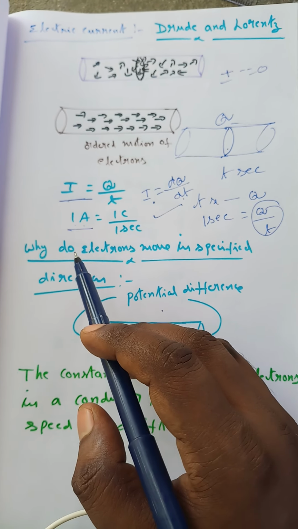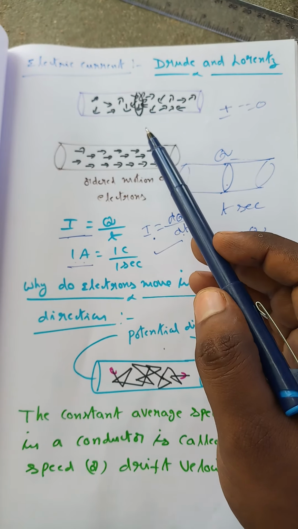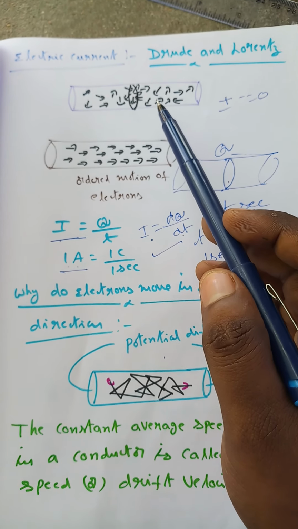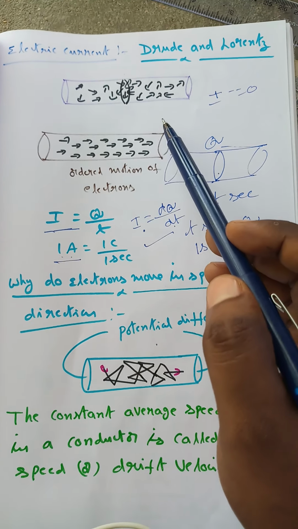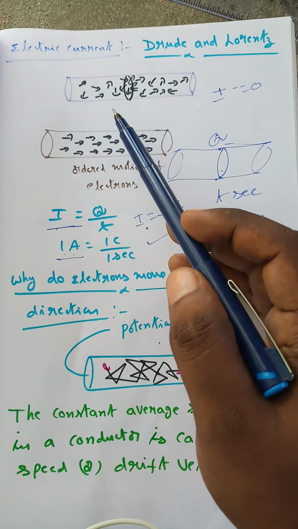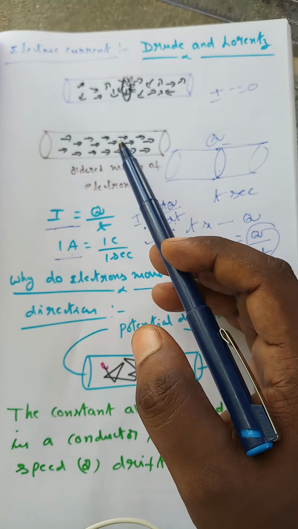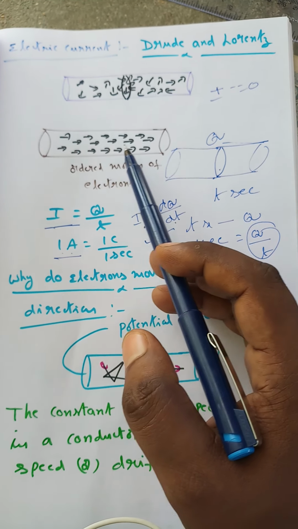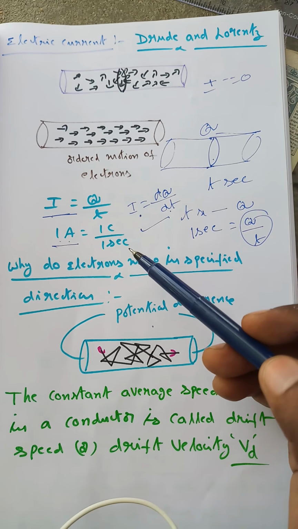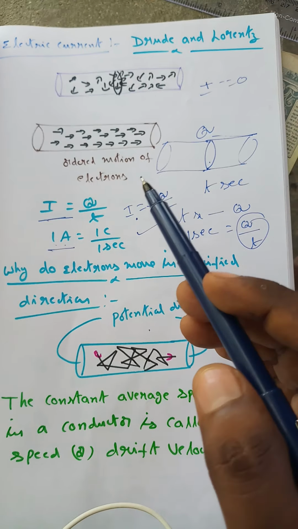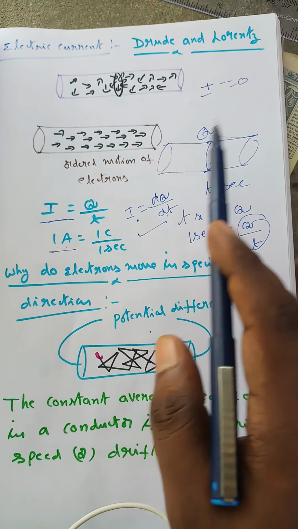Now see here, why do electrons move in a specified direction? In the absence of a power source, the electrons move randomly in different directions in a conductor, whereas when the two ends of a conductor are connected to the two terminals of a power source, all the electrons move in a particular specified direction. So why are electrons moving in a particular direction when the two ends of a conductor are connected to a battery? The battery must be exerting a force on the electrons to move in one direction.